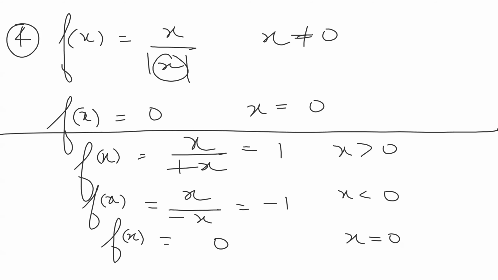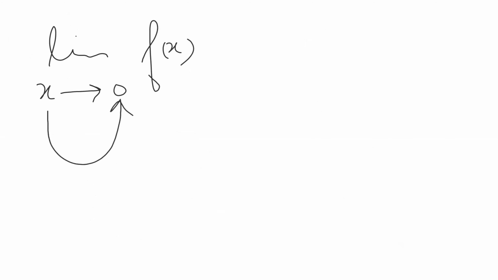So we are supposed to find out the limit as x approaches 0 of f of x. Now see, we have to find out the left hand side limit and the right hand side limit first, because x can approach 0 from the left hand side or the right hand side.